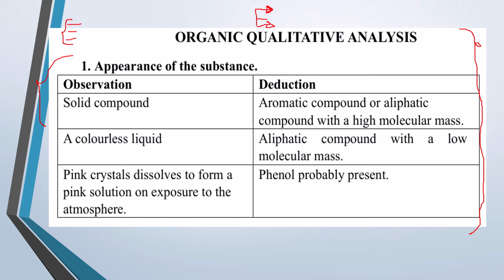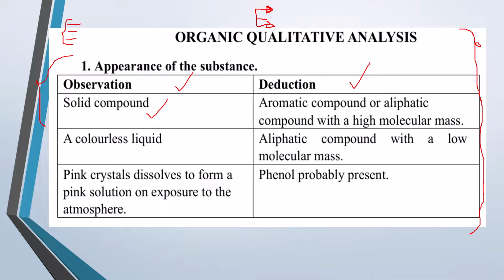Now, starting with the texture or appearance of the substance, we are going to make a table. One column is going to be observation and then deduction. Say if at all you have observed that the substance that you are being given is a solid compound, for example a solid powder.